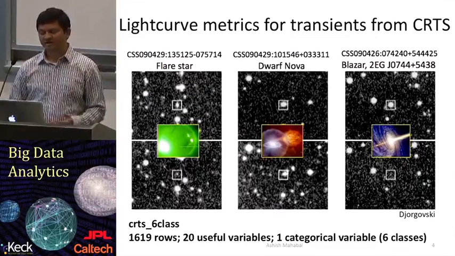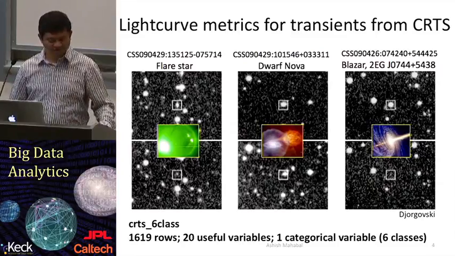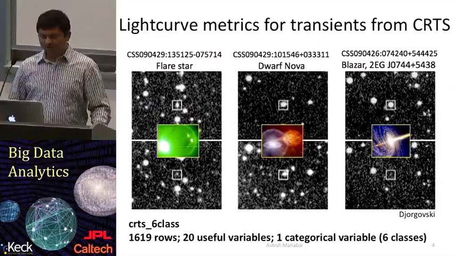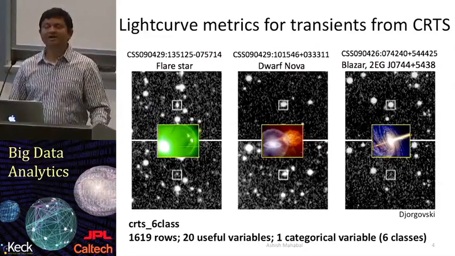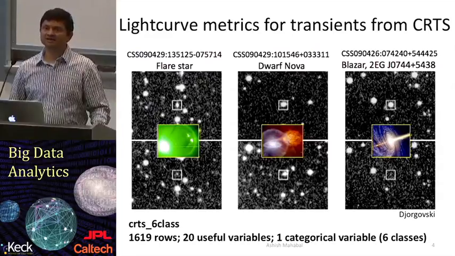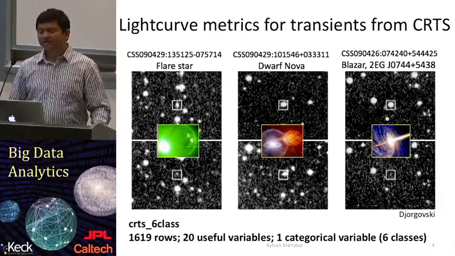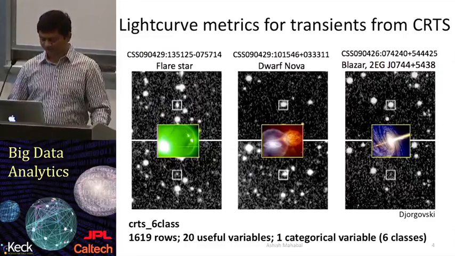Here we see 3 examples. We won't be going into detail here, but the description of the data set will have a little bit more on the website. So the data set that we'll use here is called CRTS_6class. That is because this data set has information about 6 different classes, and that is what we'll be using. There are a little over 1,600 rows. There are 20 useful variables, and there is one categorical variable, namely the class or the type of the object.